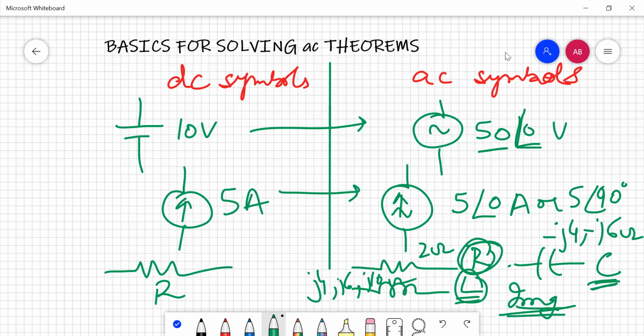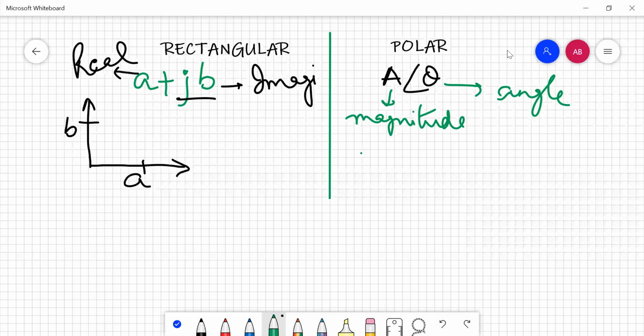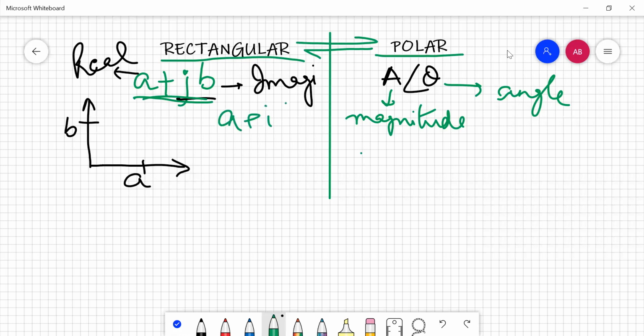It is positive. So now we are going to start with the conversions. When we go for the numericals on AC theorems, we are going to use the rectangular and the polar forms again and again, because we need to convert one form into the other and vice versa. The rectangular form is always given in terms of a plus jb, or you can use a plus iota b. That gives us a as the real part while iota b stands for the imaginary part. If we just see here, a comes on the real axis while b comes on the imaginary axis.